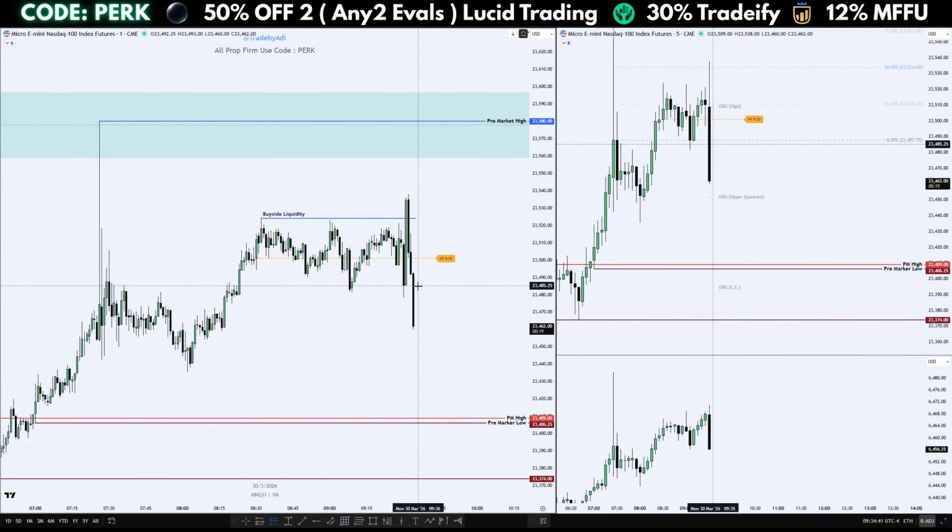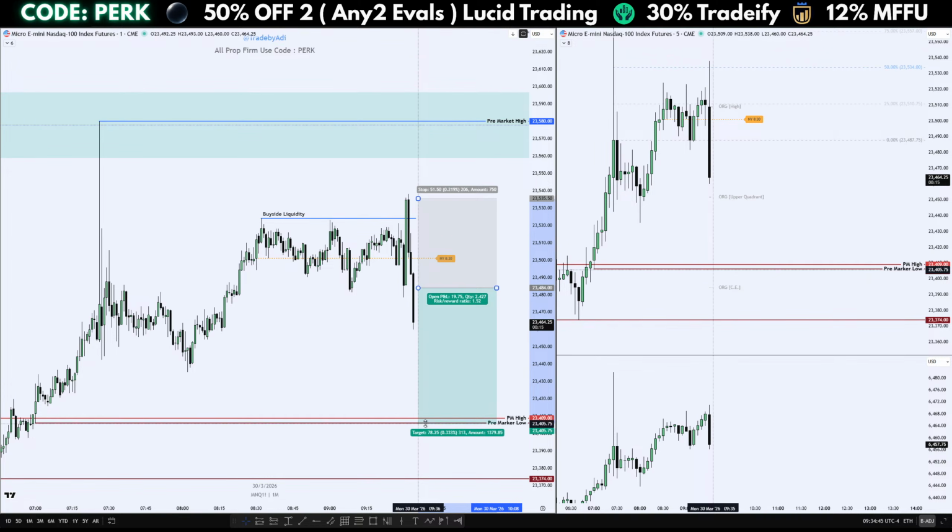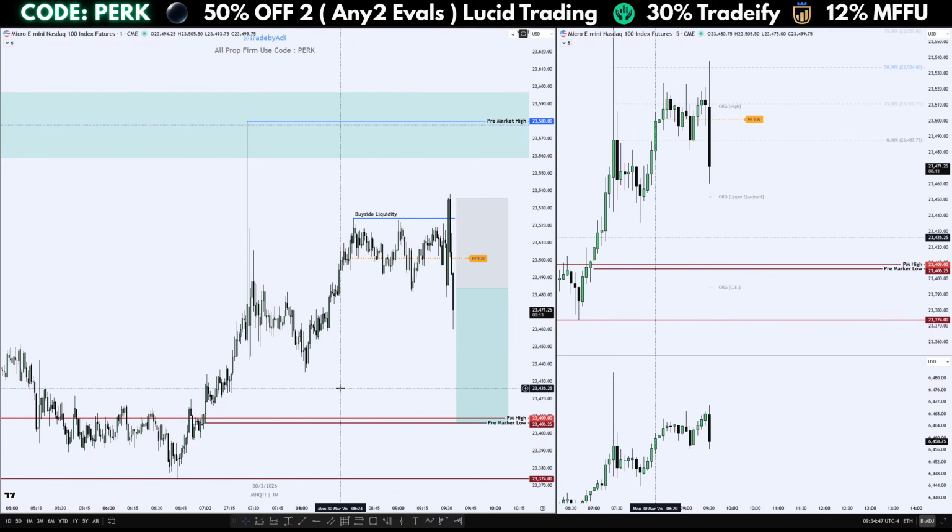You can look for this as a demo trade. This to this.